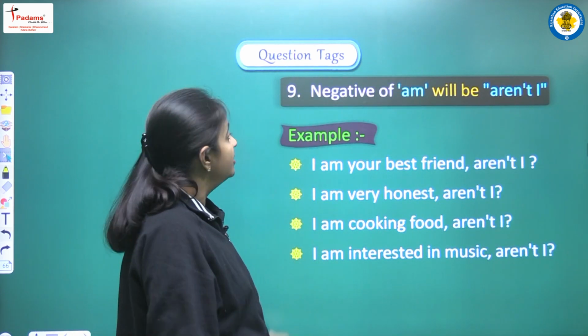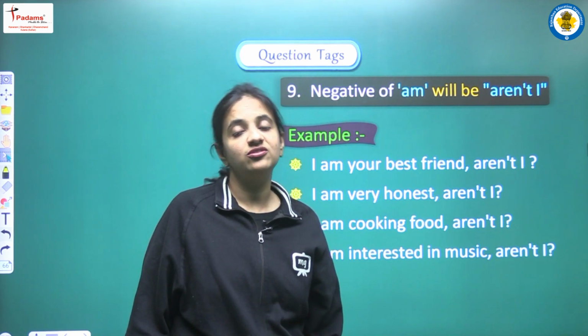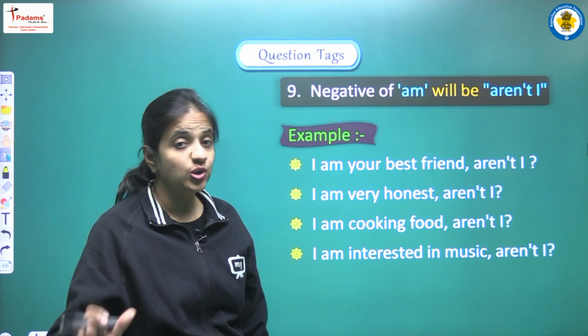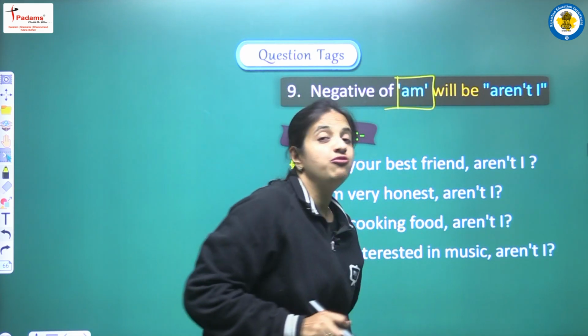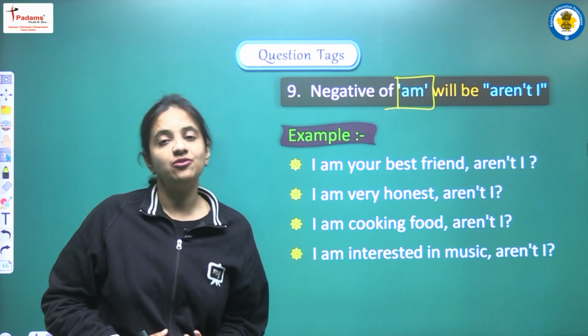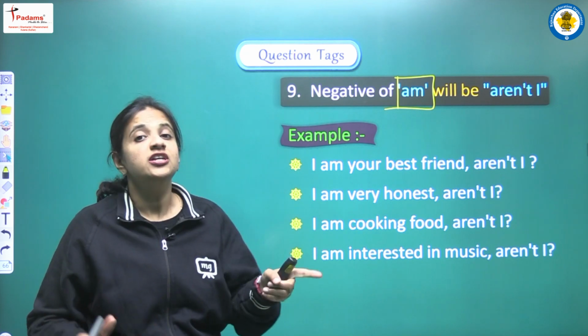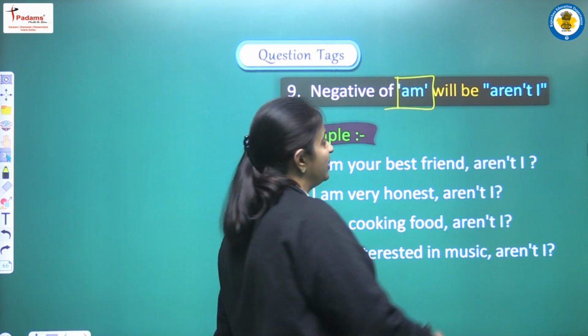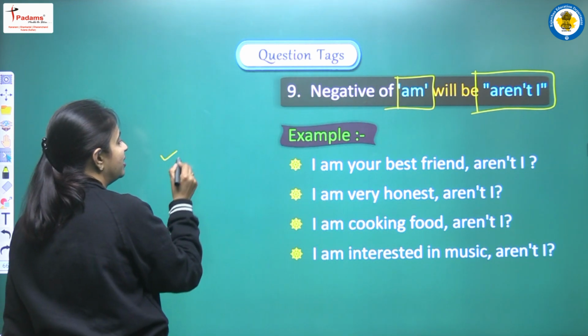Now we are having another rule. Let's see: the negative of am will be aren't I. So this is also a very important rule. According to this rule, whenever we are having am and we have to make the negative tag, we have to make the negative form of this auxiliary, that is am. So that negative word will be aren't I. It means am plus not.